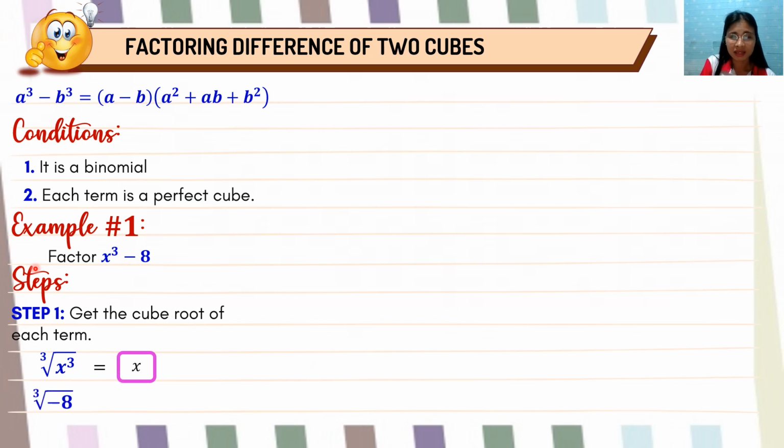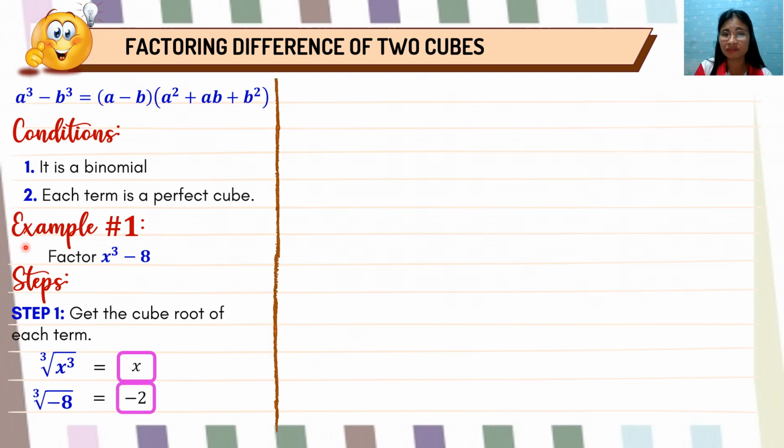Next is the cube root of the second term, negative 8. The cube root of any negative number is always negative. So think of a number that, if you multiply it by itself 3 times, the result is 8. That is 2. But since our term is negative, we are talking about negative 2. Negative 2 times negative 2 is positive 4, times negative 2 is negative 8. Meaning, the cube root of negative 8 is negative 2.